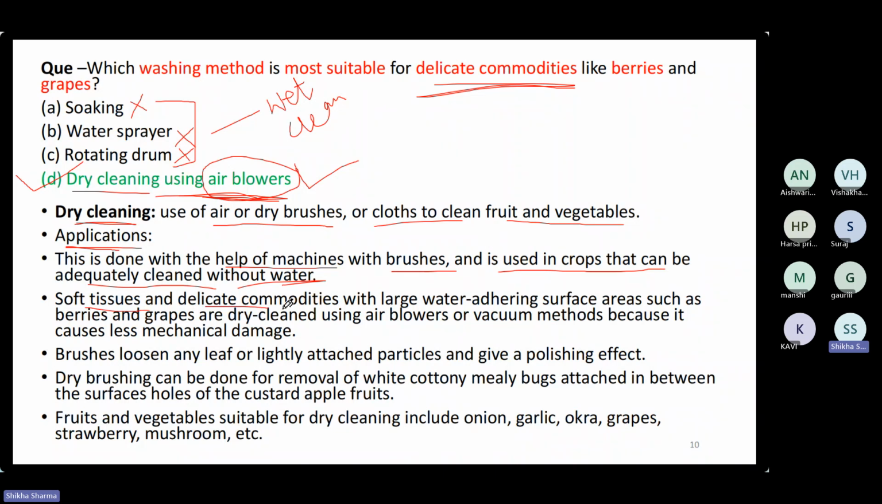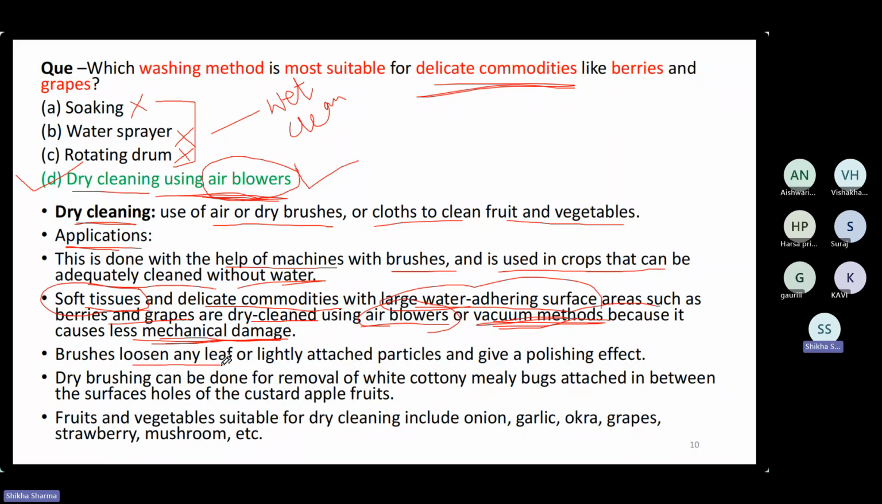Soft tissues and delicate commodities with large water-adhering surface areas, such as berries and grapes, are dry cleaned using air blowers or sometimes vacuum methods, because it causes less mechanical damage. So where we have berries or grapes with soft and delicate tissues and more water-adhering surface, we use air blowers and vacuum methods so that there will be less mechanical damage to these commodities.